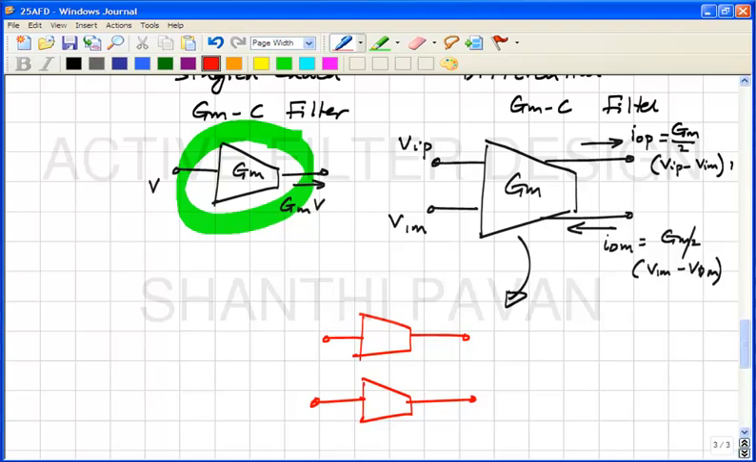Okay. So this is, for example, VIP, VIM, GM, GM. This current is GM times VIP. This current is GM times VIM. And the difference between these two currents is GM times VIP minus VIM. But we have common mode current on this. Yes, you do. But if I am only interested in the differential part, this is perfectly okay.